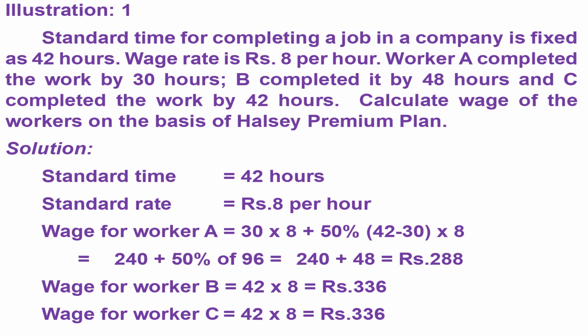Wage for worker A equals 30 into 8 plus 50% of (42 minus 30) into 8, equals 240 plus 50% of 96, equals 240 plus 48, equals 288 rupees. Wage for worker B equals 42 into 8 equals 336 rupees. Wage for worker C equals 42 into 8 equals 336 rupees.